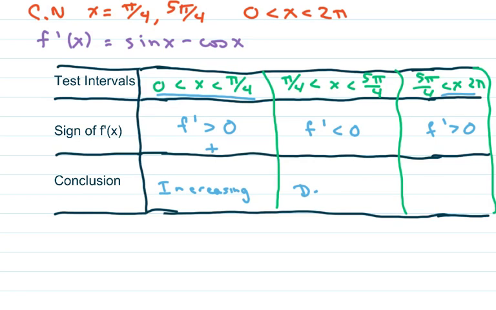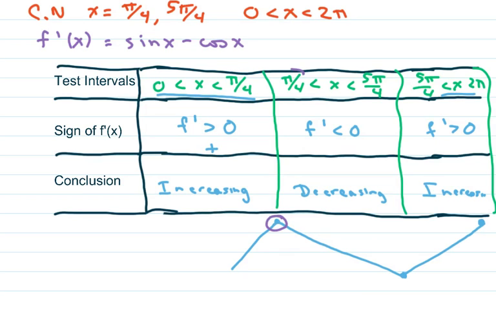So this means that this is an increasing interval, this one is decreasing, and then increasing. Basically, if it's increasing, it's going like this, increasing to pi over 4, then it's decreasing, and then it's back to increasing. If you look at this graph here, this is your maximum, which is occurring at pi over 4. This is your minimum, occurring at 5 pi over 4.